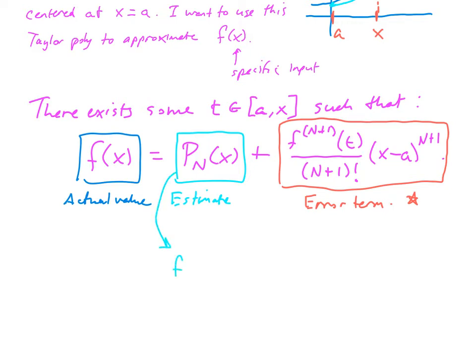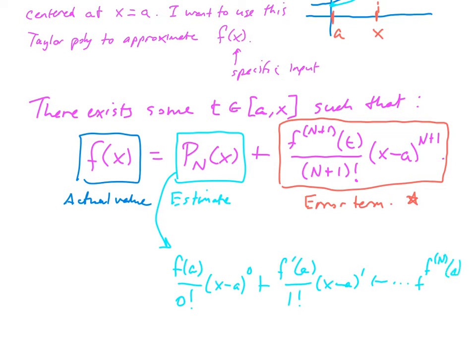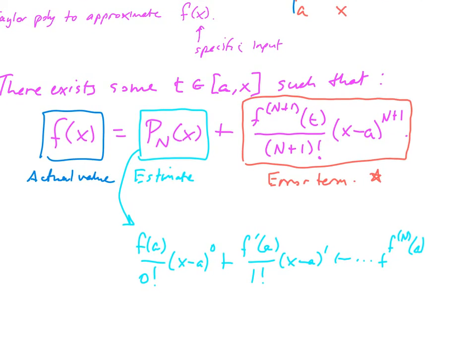just as a reminder, this was f at a over 0 factorial times x minus a to the 0, plus f prime at a over 1 factorial times x minus a to the 1, and so on up to f nth derivative at a, I'm going to need a bigger boat here, at a over n factorial times x minus a to the n.